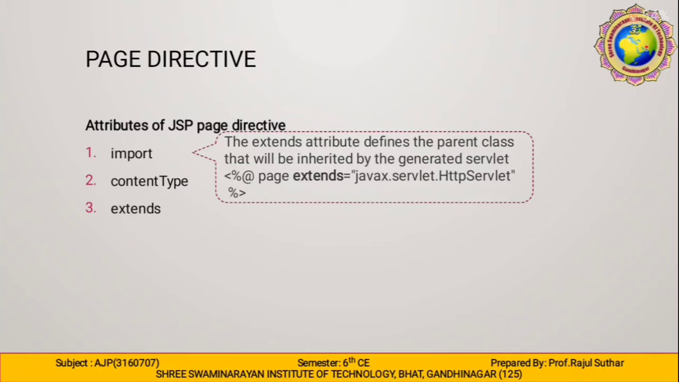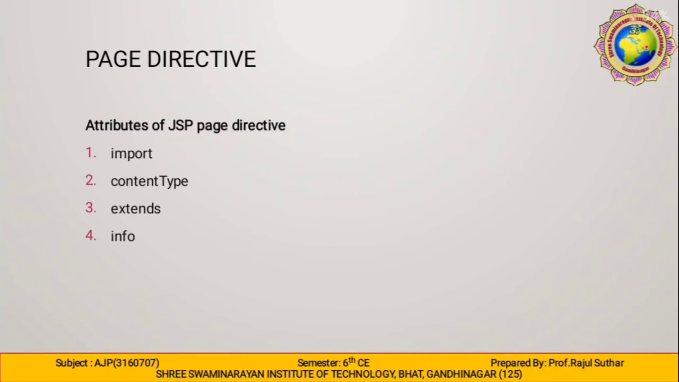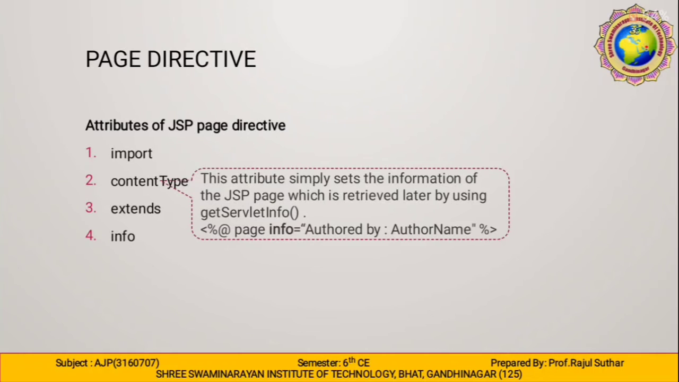Third is extends. The extends attribute defines the parent class that will be inherited by the generated servlet. Page extends is equal to javax.servlet.http.HttpServlet. Info. The info attribute simply sets the information of the JSP page, which is retrieved later by using the getServletInfo method. And we write the page directive by using page info is equal to author: author name.